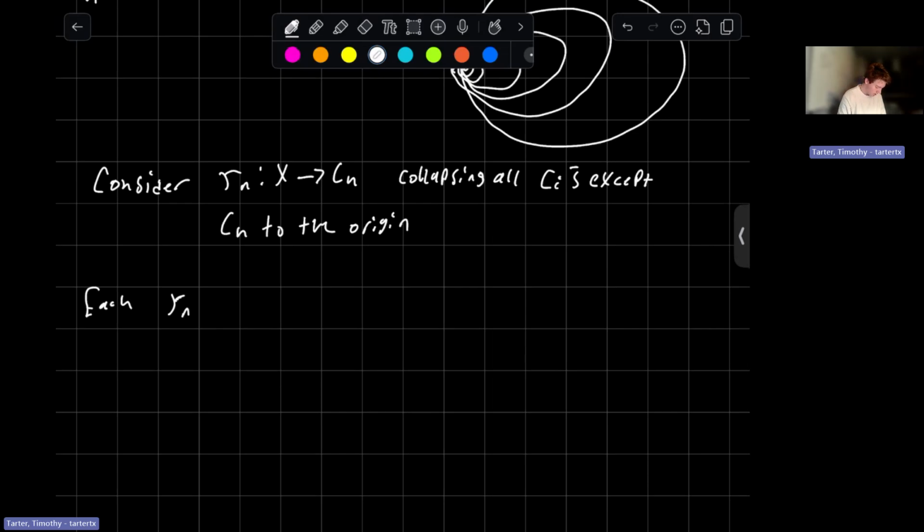Each Rn induces a surjection rho n from pi 1 of X to pi 1 of Cn, which is isomorphic to Z, where we take the origin as the base point.